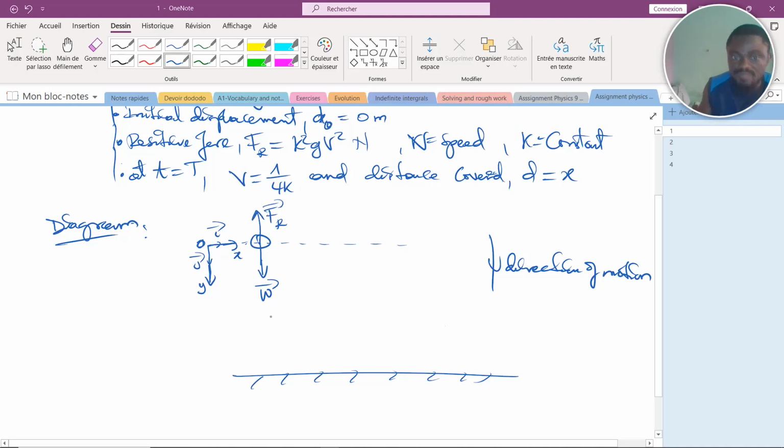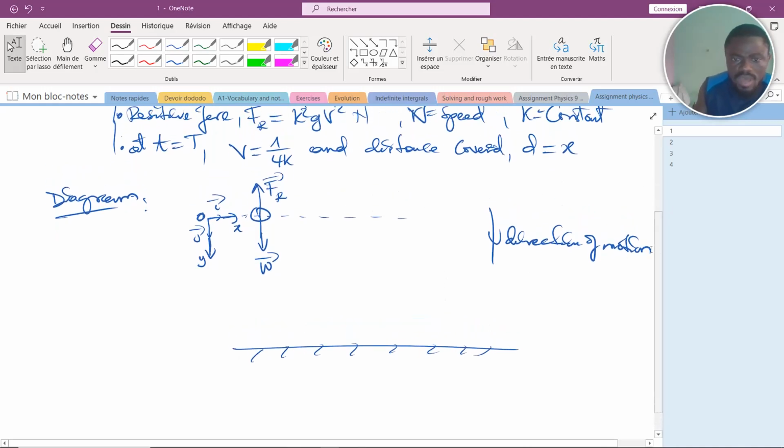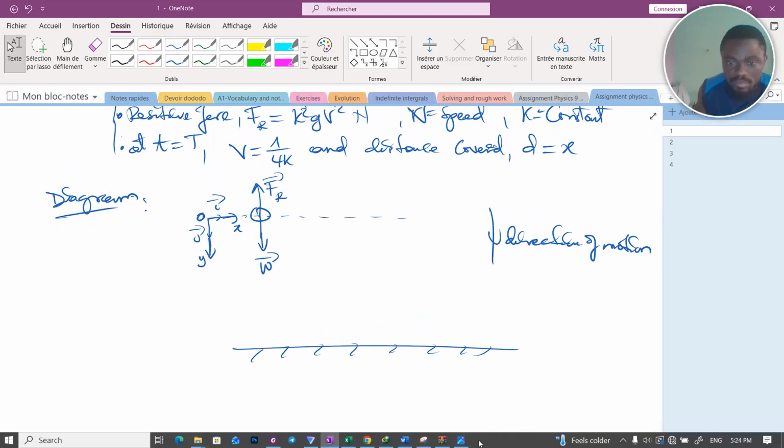This is the resistive force. So we have already drawn our diagram. Now, having drawn the diagram, we can proceed to the questions.